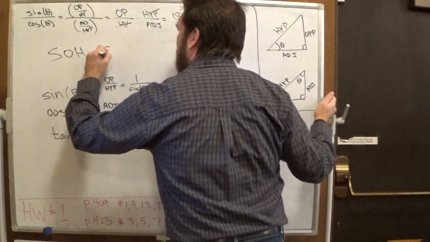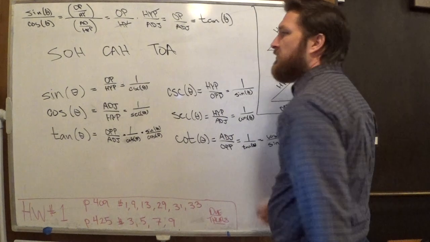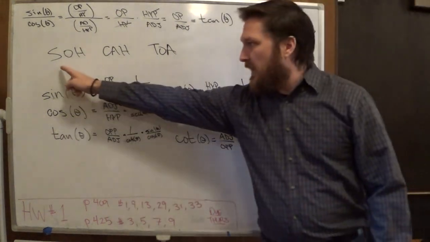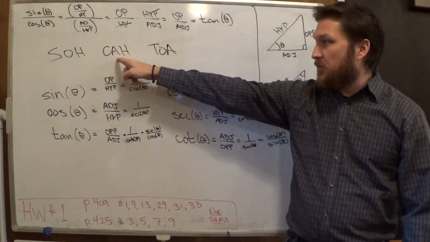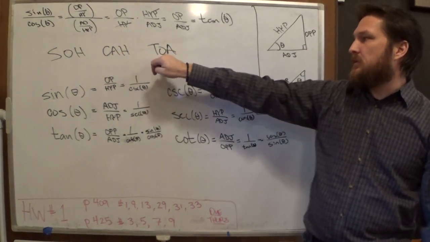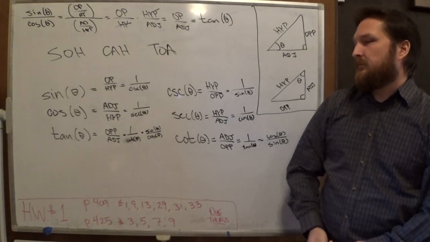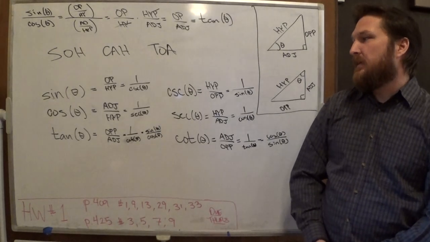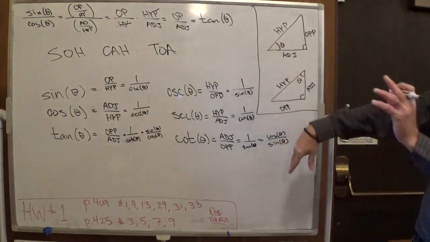So, SOH-CAH-TOA. Sine is opposite over hypotenuse. Cosine is adjacent over hypotenuse. Tangent is opposite over adjacent. SOH-CAH-TOA. Okay? So, from there you get these. And then all the other little stuff.